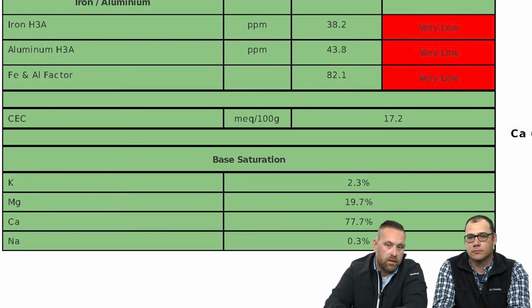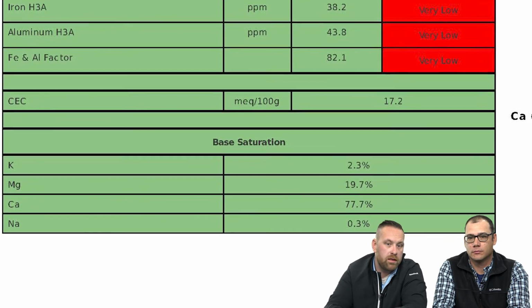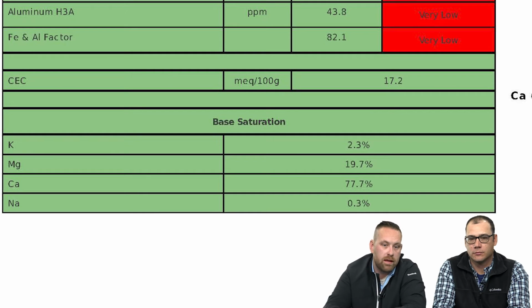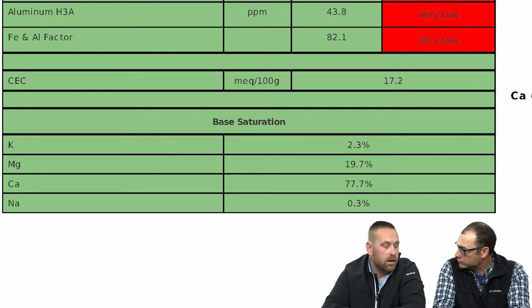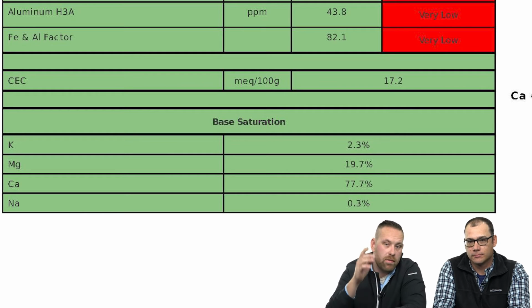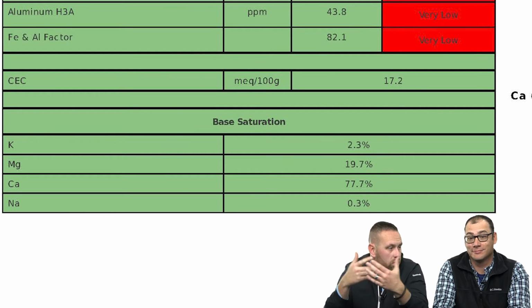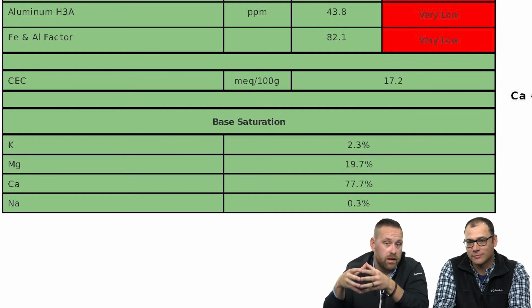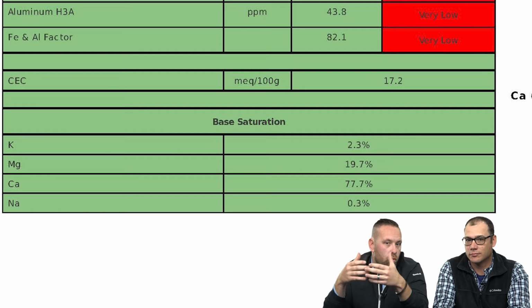So we look down here, we're at a 17 CEC, 2.3 base sat K, 19.7 base sat mag, 77.7 base sat calcium, and a sodium of 0.3. Now, you could be looking at this and you could say, boy, your K levels are sure in the tank, right? Well, how can I change that? How can I make that 6 or 7, or some people even say you've got to get to 10? Well, how am I going to do that? If you're asking that at home, stay tuned, because in the next couple of minutes, we're going to go to the whiteboard and look at base saturations and really how to manipulate them, how to change them, but what it's really telling us.